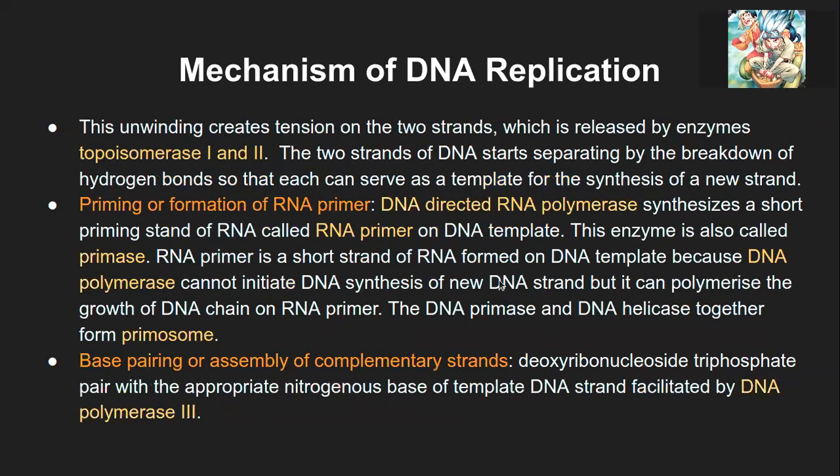Okay, so these are the three steps. Now, this unwinding, that means whatever DnaA, B, C together have created, will create a tension on the two strands. It's a simple thing: if you have ever taken a thread and tried to unwind it and you keep it like this, it will fall back again if you leave it. So this tension is released by the enzymes called topoisomerase 1 and 2.